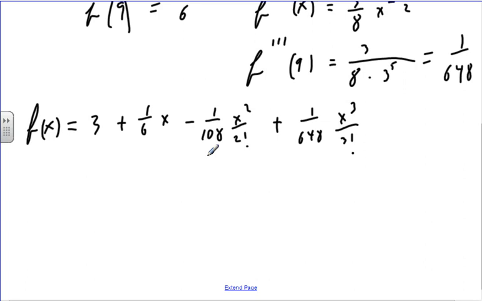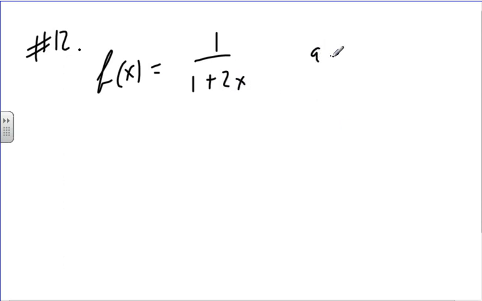We're in 7, so I did, that was 5? Yep. Okay, so we're going to do 12 next. Number 12. F of x equals 1 over 1 minus or plus 2x. A is equal to 1. So f at 1 is 1/3.